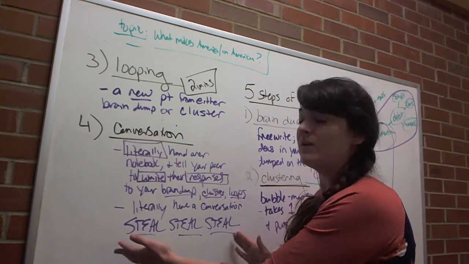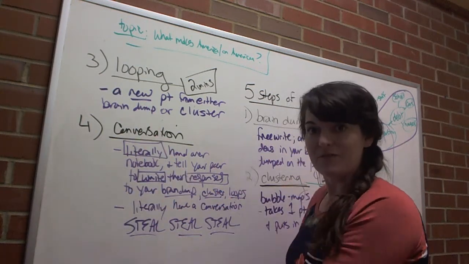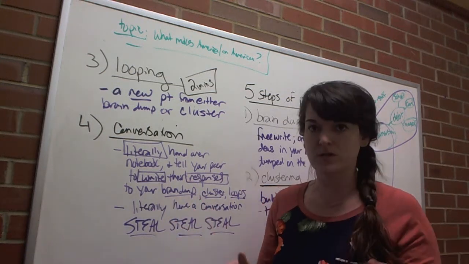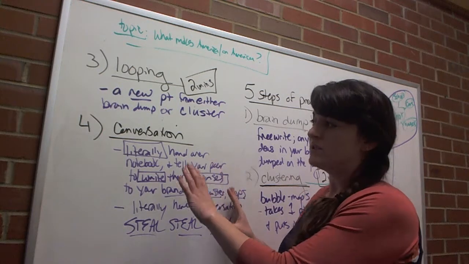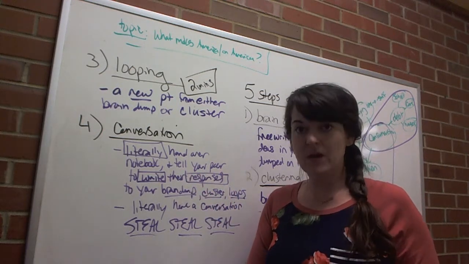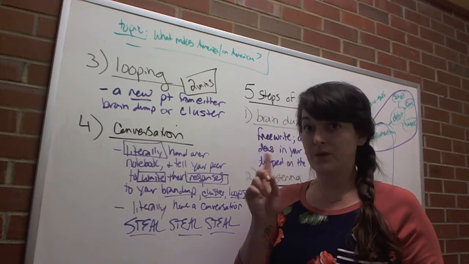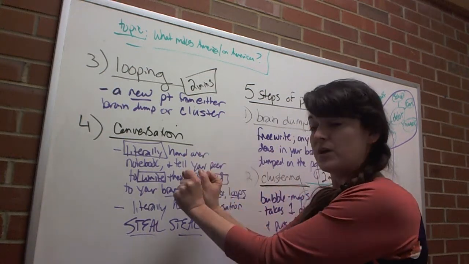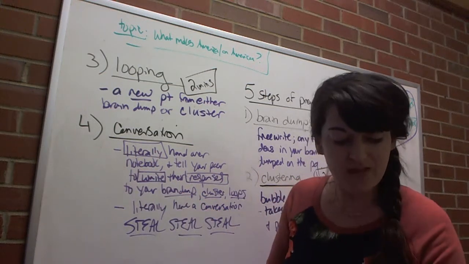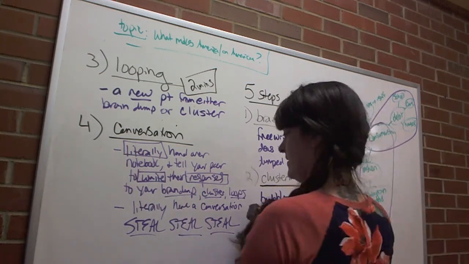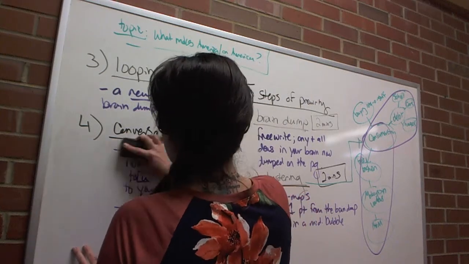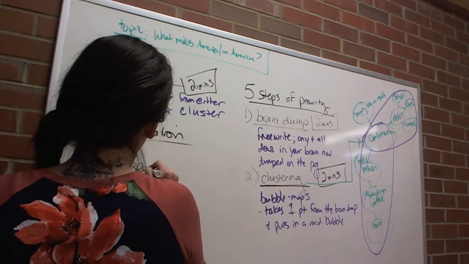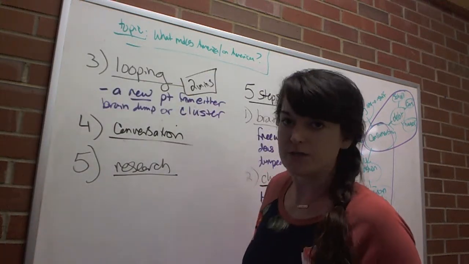If they're giving you literally new stuff, then you're taking that and putting it in your notebooks as well, or your Google Doc or wherever you're doing this, right? So conversation, the point of it is to get someone else's perspective. You've done brain dump, cluster, and looping all in your own mind. Conversation brings you out, right? And then the final step of pre-writing, look at this, is research. The final step of pre-writing is research.